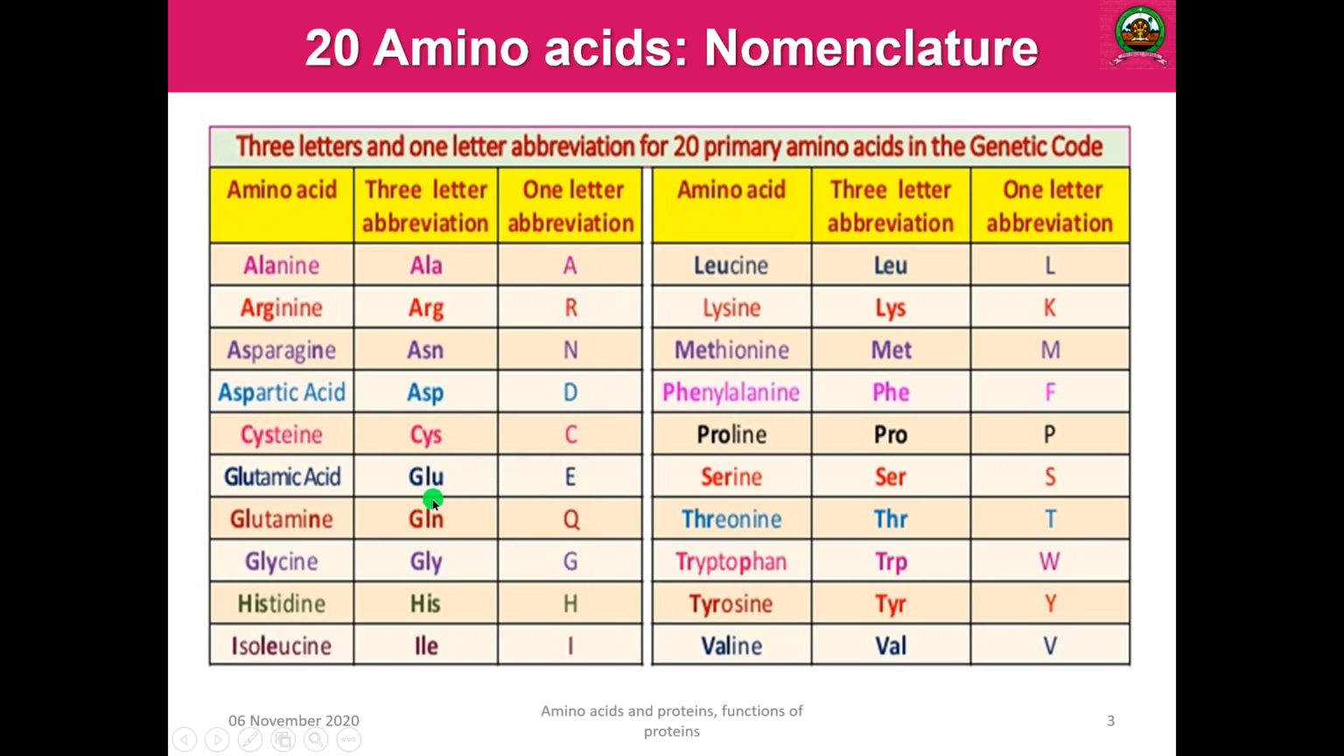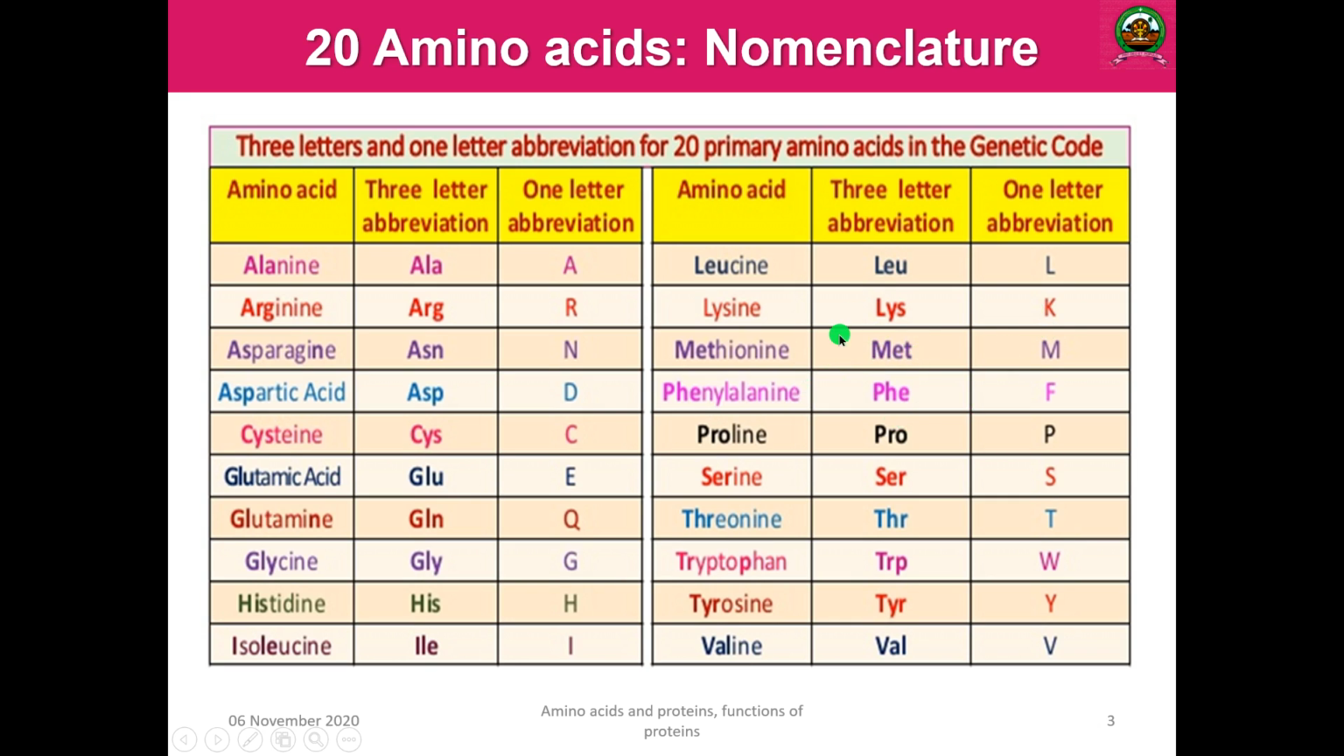Glutamine, the 3-letter code is GLN, and the single letter code is Q. Glycine, the 3-letter code is GLY, and the single letter code is G. Histidine, the 3-letter code is HIS, and the single letter code is H. Isoleucine is ILE, single letter code I. Leucine, LEU is the 3-letter code, L is the single letter code. Lysine, LYS is the 3-letter code, and K is the single letter code.